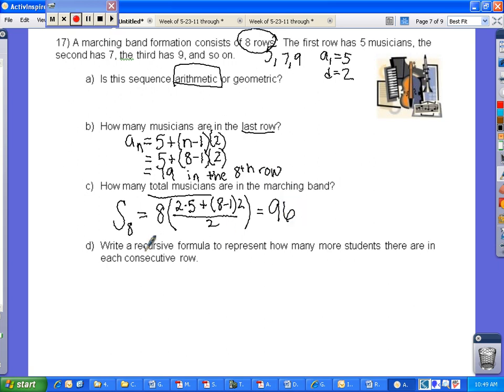A recursive formula is just how am I going to get the next one? Well, I'm going to take a sub n minus 1, and I'm going to add 2.